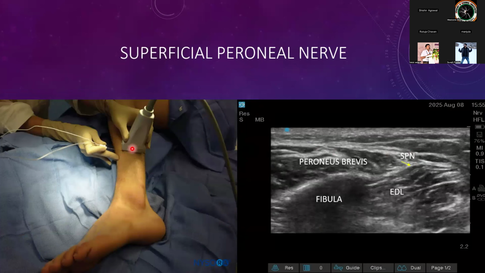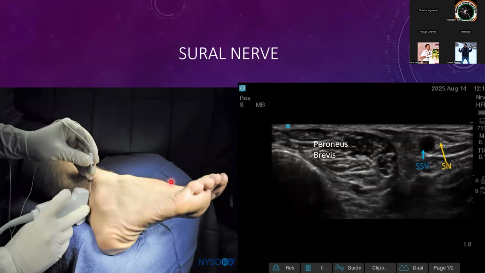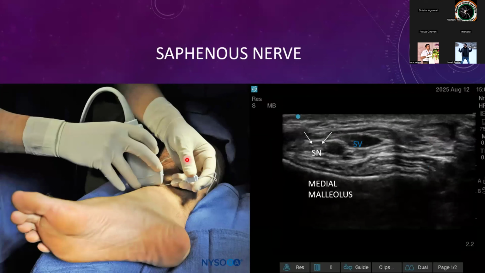For the superficial peroneal nerve, the probe is placed around 10 to 15 centimeters proximal to the lateral malleolus, and the superficial peroneal nerve has to be seen between the peroneus brevis and extensor digitorum longus. For the sural nerve, the probe is placed between the lateral malleolus and the tendo Achilles, and we should be able to see the small saphenous vein, and the nerve lies adjacent to it. For the saphenous nerve, the probe is placed in a transverse orientation beside the medial malleolus, and we should be able to see the saphenous nerve next to the saphenous vein.